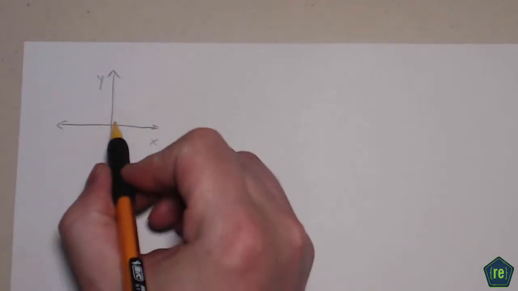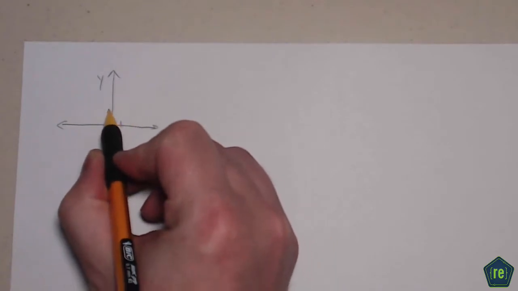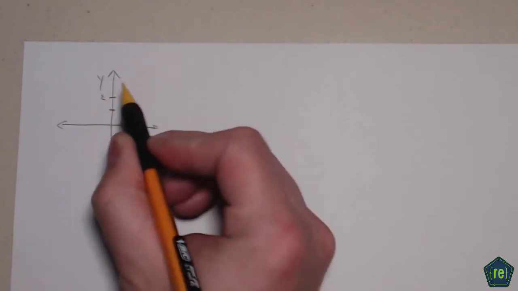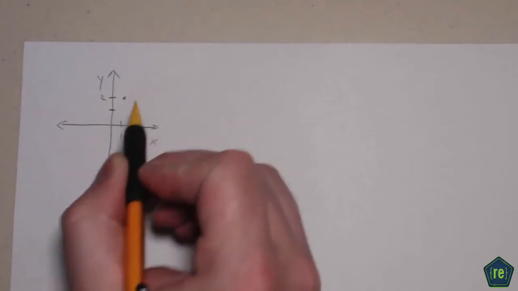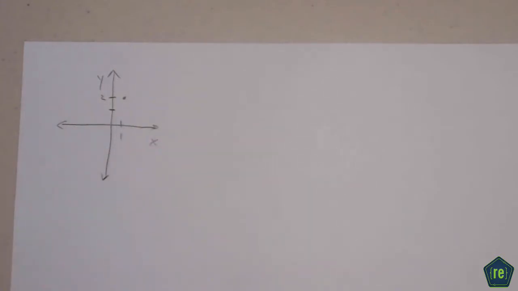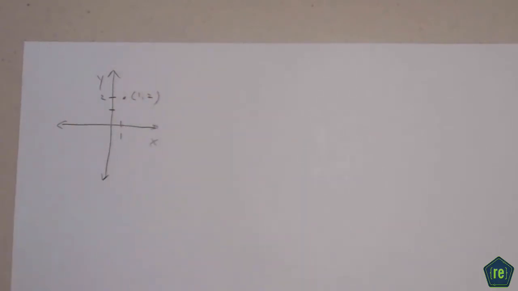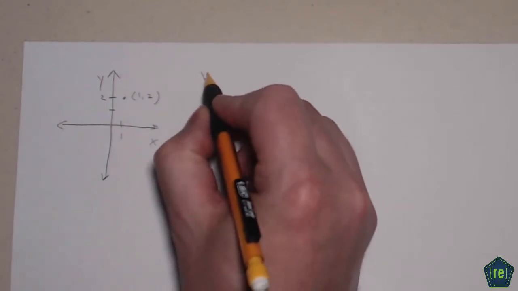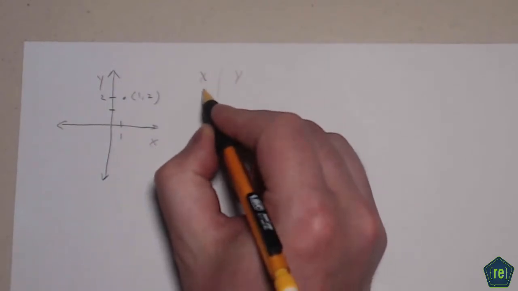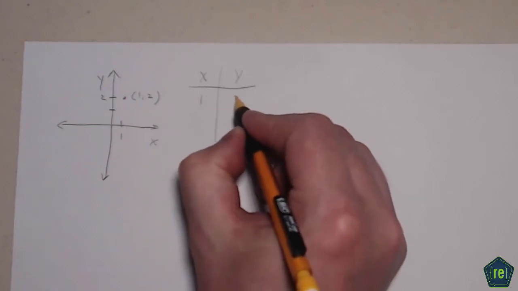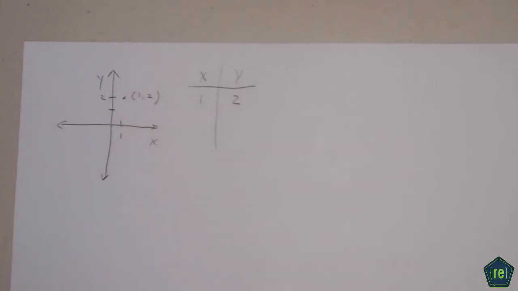So let's say we wanted to identify the point whose x coordinate is 1 and whose y coordinate is 2. We would denote this point as an ordered pair, and that would look something like this. The convention we'll use is that the x coordinate will be written first and the y coordinate will be written second. And like we did with our number line, we can also make a table of x-y coordinate pairs that we're interested in. In this case, I'm noting that (1, 2) is an ordered pair that I'm interested in.